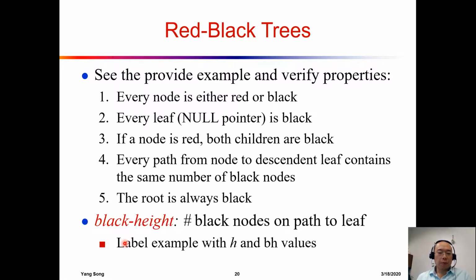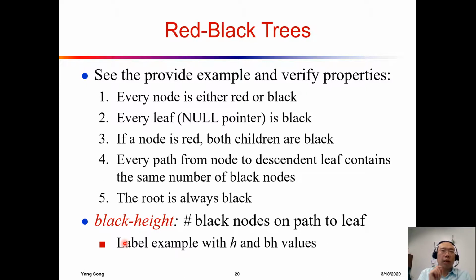So the next part, black height. That is the number of the black nodes on a path to the leaf. So now we have 2 different definitions of the height. The number 1, if we just talk about the height of the tree, and then we know the definition. And then we also have the black height. So usually we use the black height of a node.